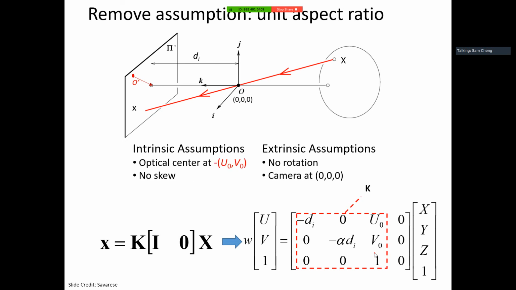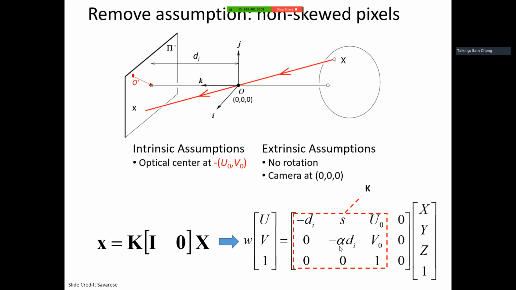So next thing is the aspect ratio. If we have one axis scaled differently from the other axis, then one axis may be d, and the other axis we change to alpha d here. And finally, it may even have some skew effect. Maybe the sensor is tilted somehow. Then you may need to have s here just to take care of that.